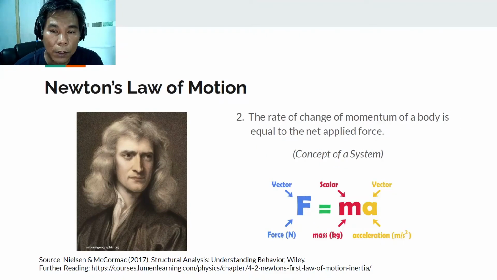The second law states that the rate of change of momentum of a body is equal to the net applied force, which is the summation of all the forces, equal to its mass times acceleration. The second law of motion is the generalized equation of the first law, because if there is no acceleration, A is zero, then the summation of all the forces is equal to zero.